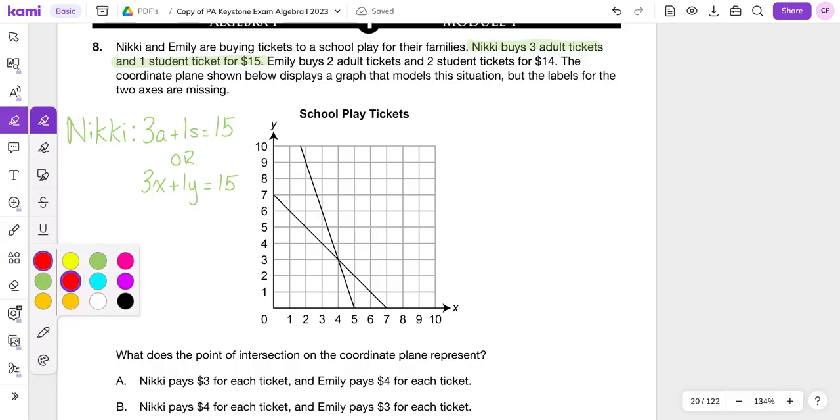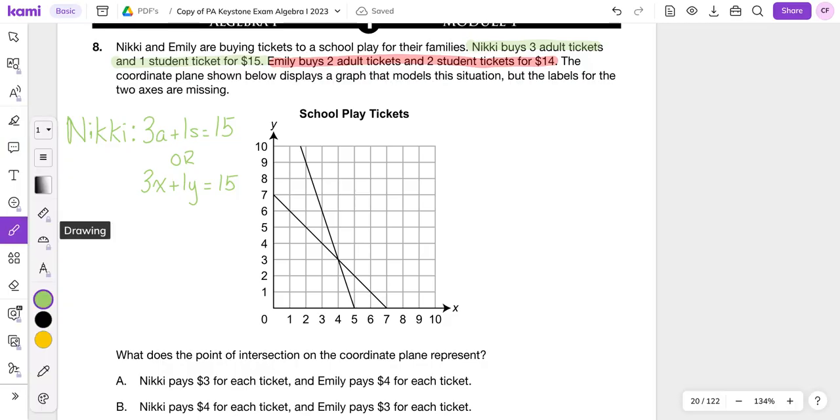The second person in our problem is Emily. Emily buys 2 adult tickets and 2 student tickets for $14. So I'm going to first start with the A's and the S's, and then we'll convert it. So Emily had 2 adult, so 2A, plus the 2S for the 2 student, and then that was for $14, or we convert this to X's and Y's, 2X plus 2Y equals 14.